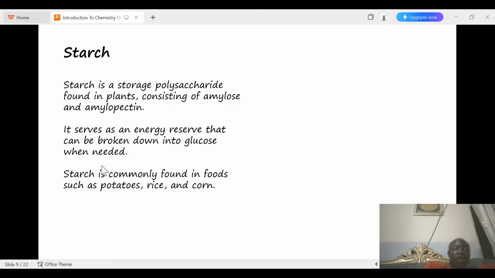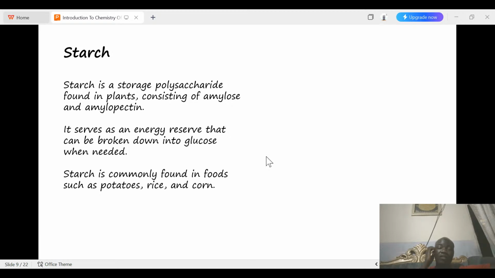So now, moving to the starch. Starch is actually a storage form of polysaccharides. So you can also store carbohydrate in plants in the form of starch, and it consists of amylose and amylopectin. So please have this at the back of your mind because we are coming back to describe them.